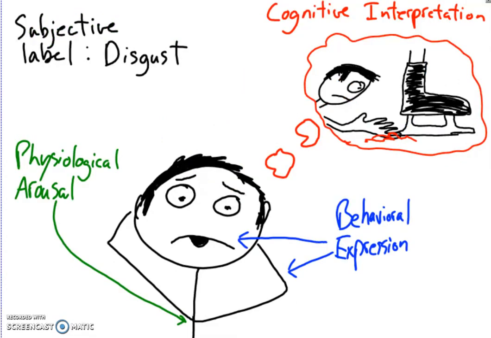Last but not least, here's disgust. This was a story a student told me once, that he was playing ice hockey and he fell down and another player ran over his finger with an ice skate. And every time I tell that to anyone, they wince. They have the subjectively labeled feeling of disgust. The physiological arousal is this visceral response right in the chest. The cognitive interpretation is some sort of visualization of that. And the behavioral expression, you've got this kind of crinkled nose, pulled back mouth, that kind of thing.